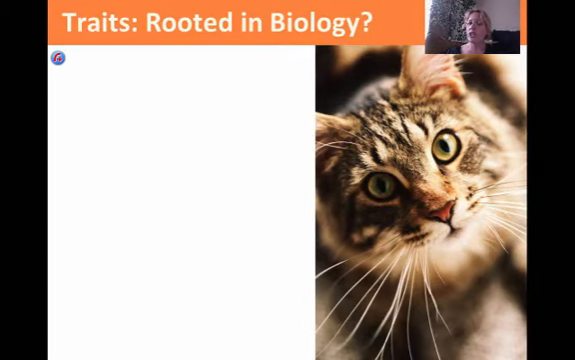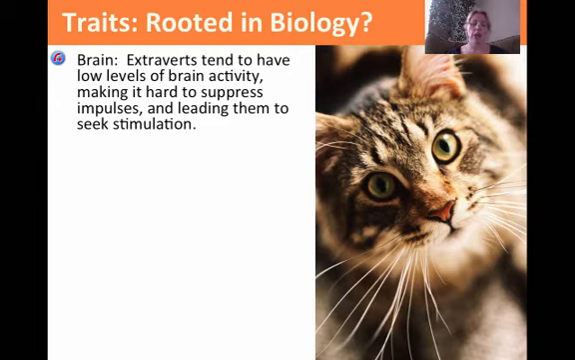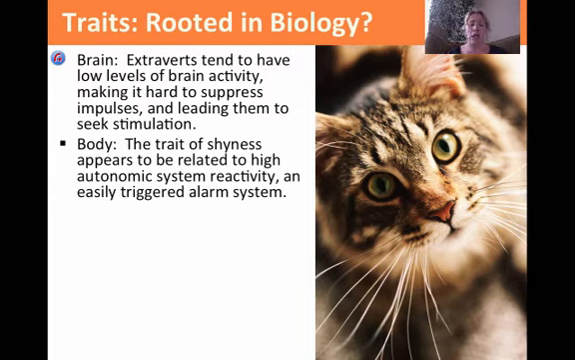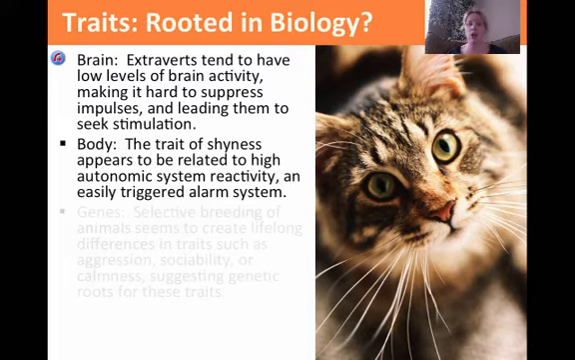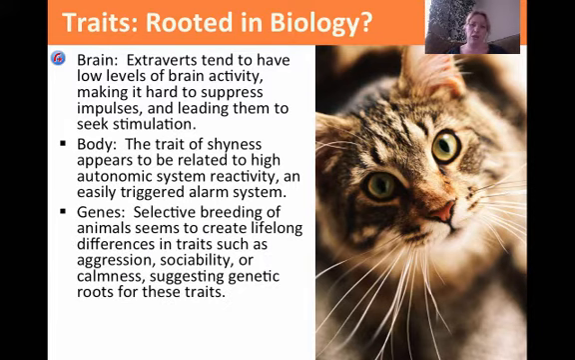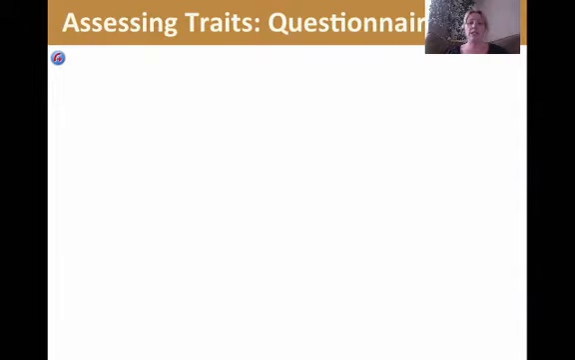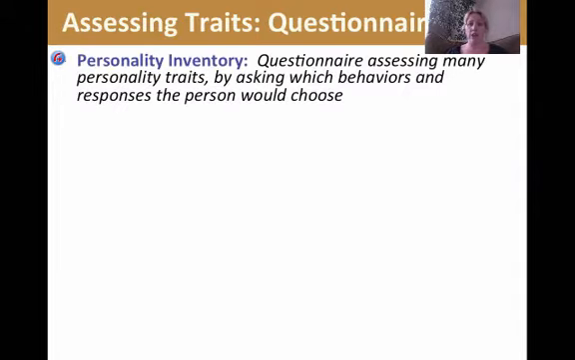Now, one of the big questions is always, are traits rooted in biology? Looking at the brain, extroverts tend to have low levels of brain activity, making it hard to suppress impulses and leading them to seek stimulation. In terms of the body, the trait of shyness appears to be rooted in high autonomic nervous system reactivity and an easily triggered alarm system. Genes: we know that selective breeding in animals seems to create lifelong differences in traits such as aggression, sociability, and calmness, suggesting genetic roots for these traits. So there is a lot of scientific evidence that supports the fact that a lot of our traits are biological, they're genetic.